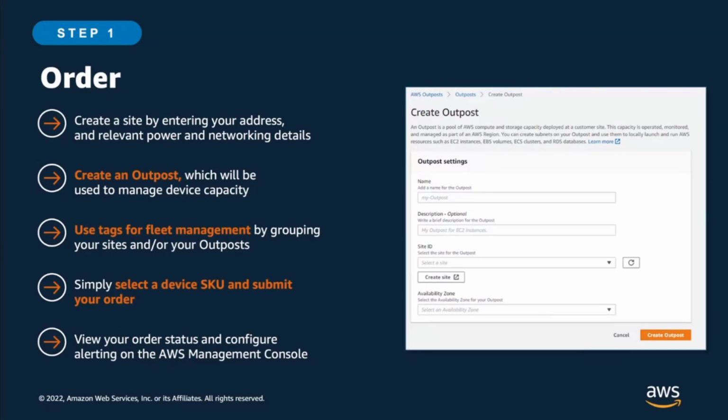You'll be able to select which version, create a site, and capture the information, things like shipping address, etc. And you'll create an actual Outpost. That's the resource that'll be used to manage your local capacity, and you'll be able to use tags if you want to group that otherwise. And then you'll be able to use the console dashboard to track fulfillment status of those servers.